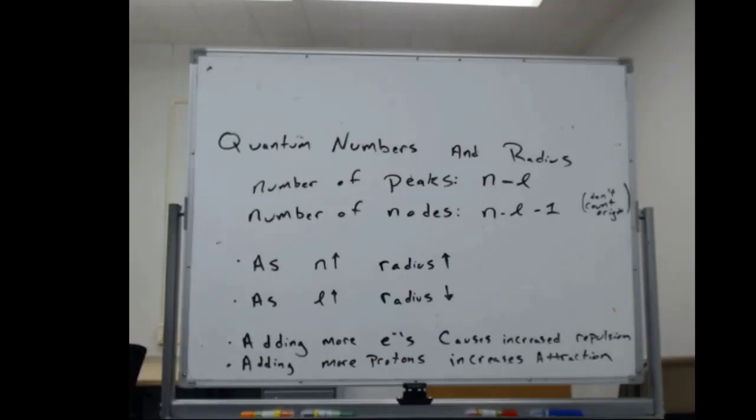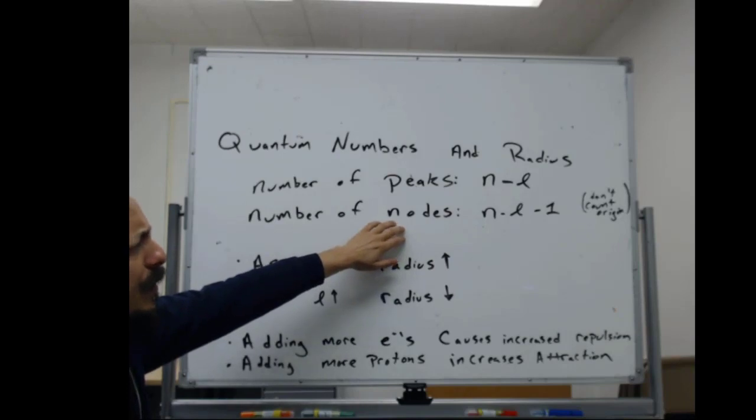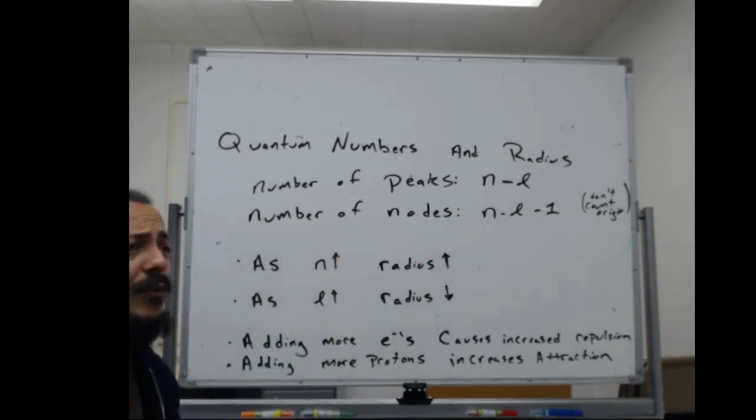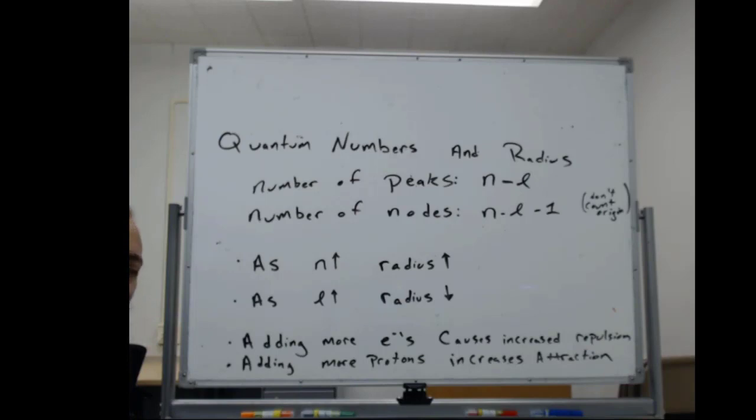So here's pretty much the summary of the quantum numbers' effect on radius. The first thing we noticed was we had some number of peaks. We usually like to talk about it in terms of the number of nodes. The nodes are really fascinating if you think about it. You end up with these places where you never find the electron, yet you can still find the electron in two different spots, even though you never find it in between the two.